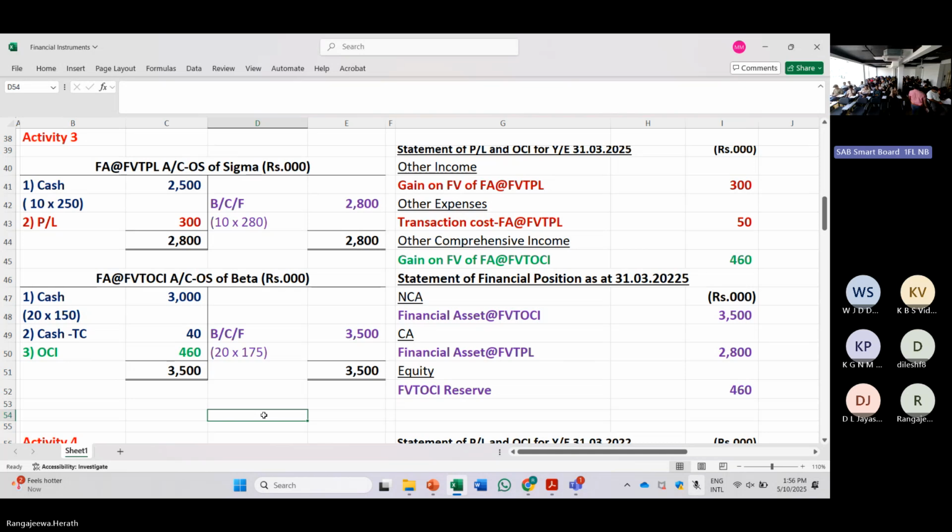So any question? Just activity 1 and 2, right? Both are similar activities. The investment in shares, one held for trading, the other one for the long run. Held for trading, we have a financial asset at fair value through P&L. Held for the long run, we have a fair value through OCI financial asset.